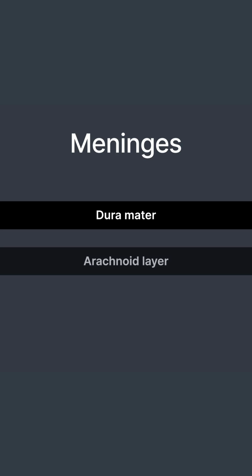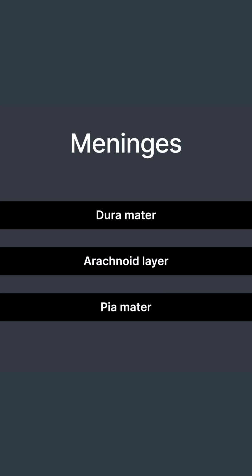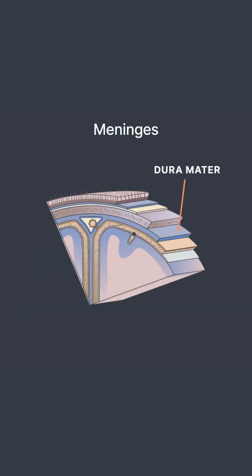The brain is covered in protective tissues, known as the meninges. There are three layers of the meninges: dura mater, arachnoid layer, and pia mater. The outermost layer is the dura mater. This is a tough, fibrous layer of tissue that folds to form four compartments in the brain.